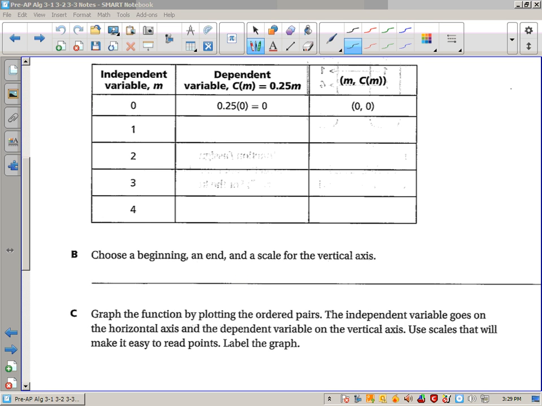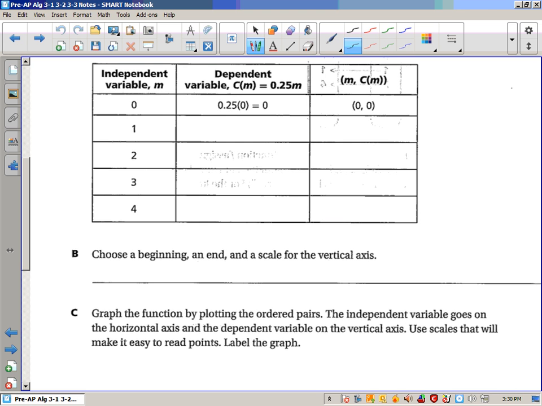This is part 2 of section 3.1, 3.2, 3.3 video. So in part 1, we filled out this table, and I'm just going to very quickly put in what we had, and continue on with the next question.